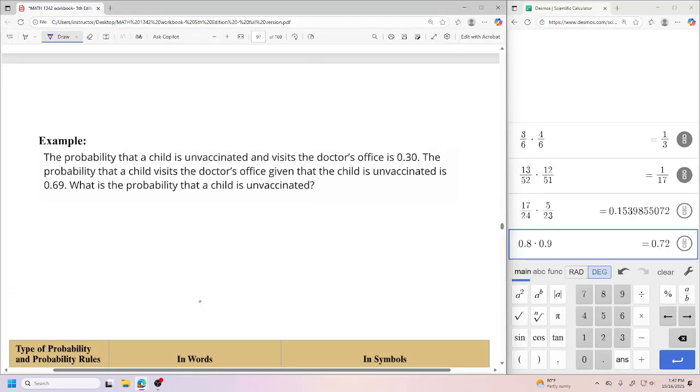Probability of unvaccinated and visits the doctor is 30%. Probability visits the doctor given is this much. So what's the probability of unvaccinated? So what's going on here is that same formula. It's basically like "and" is equal to your regular probability times your given. Again, these are my chat formulas, but I think they're kind of helpful. So the "and" is 30%. My regular probability, I don't know. My given is the 69. So I need to solve for my probability. How would I get that probability by itself?